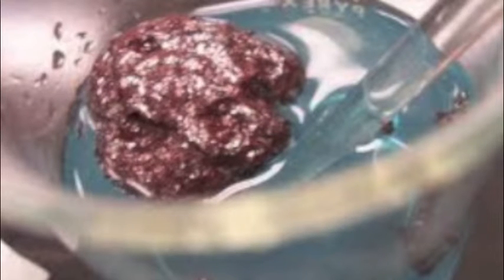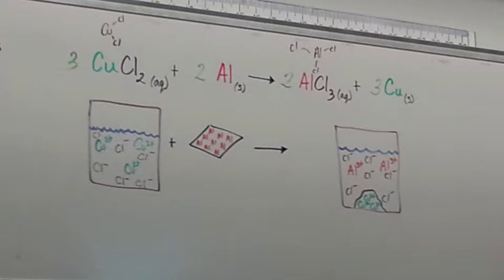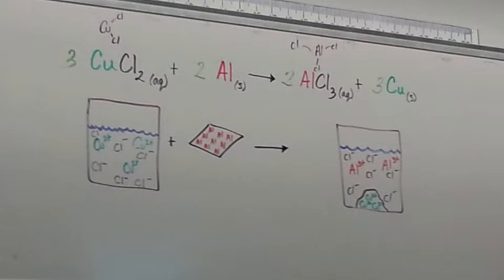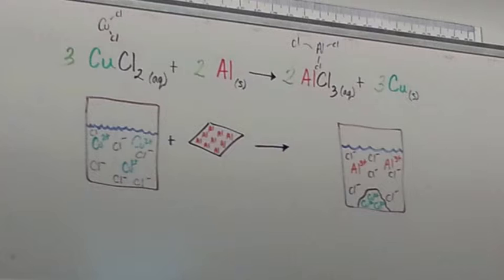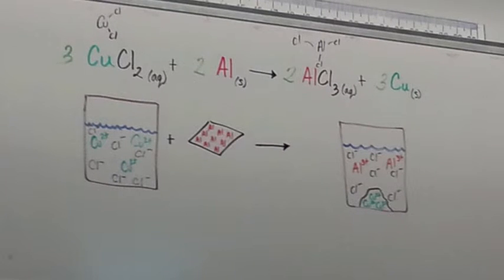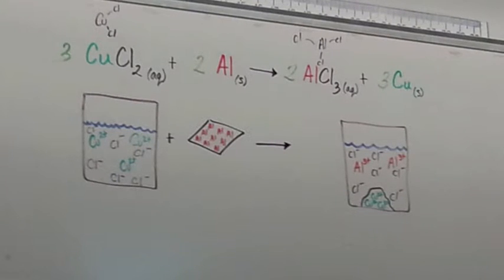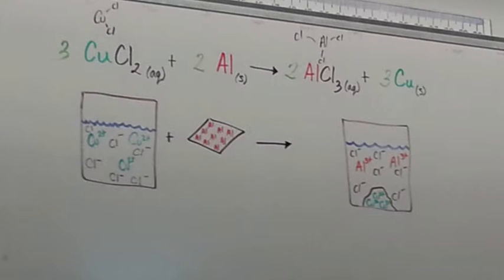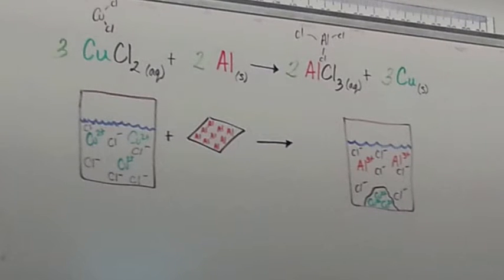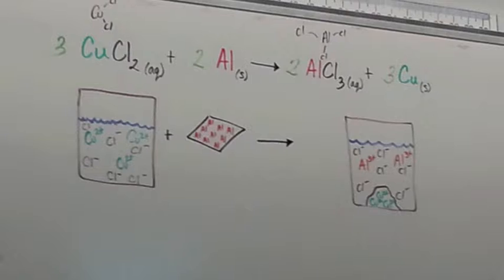Just to be sure, that red stuff is not rust, you can't get iron out of nothing. This picture right here shows what happens when you put aluminum into copper chloride. It shows that aluminum replaces copper. In this single replacement reaction, aluminum replaces copper one by one.